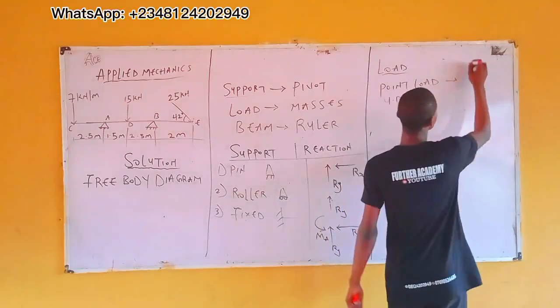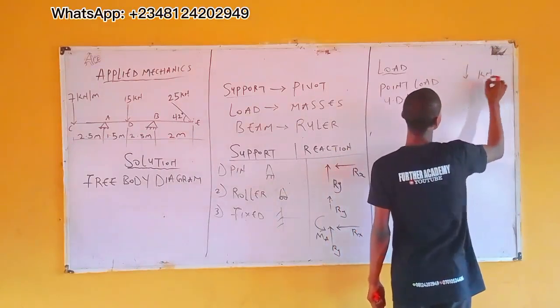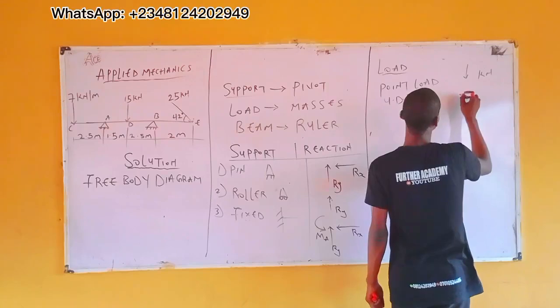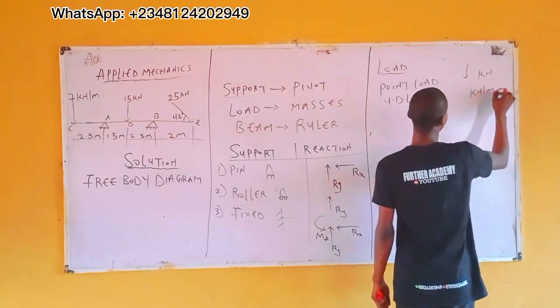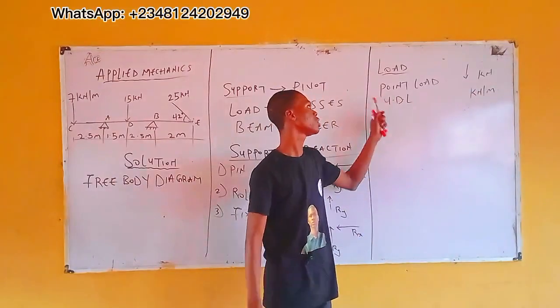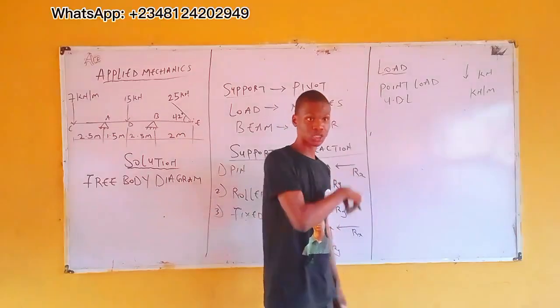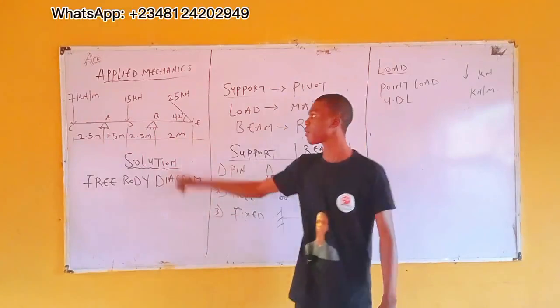Your point load is in this manner, and the unit is kilonewton, then the unit of this one is kilonewton per meter. Just take note of this load, this point load and UDL. You will see how it works. You get? Just take note of it. We'll come back to it.